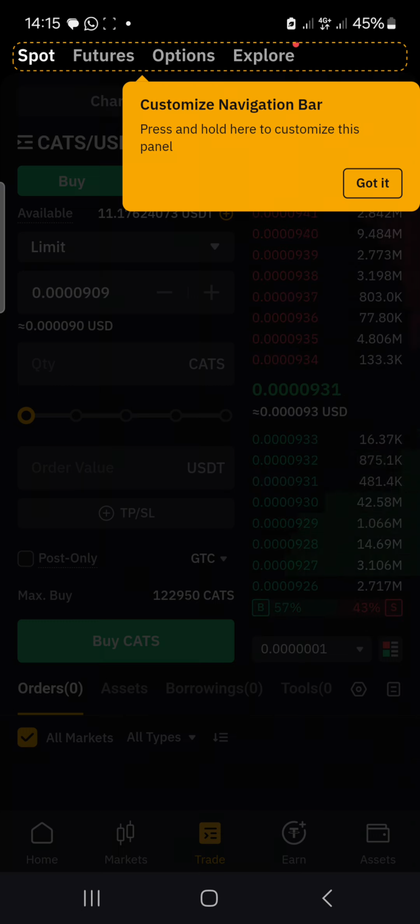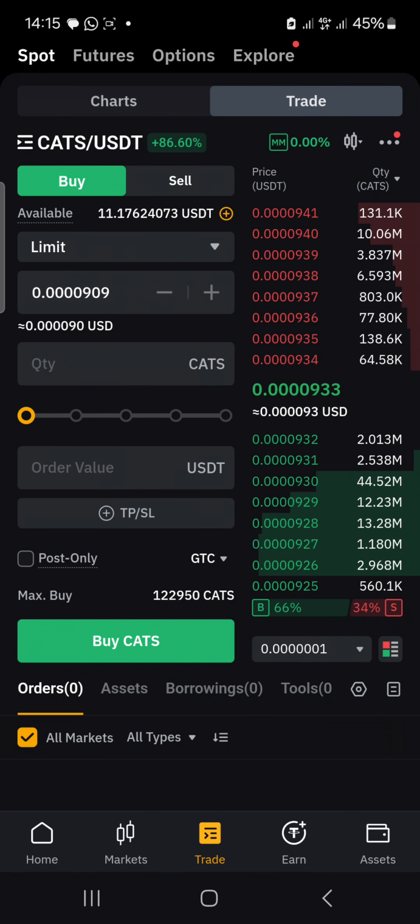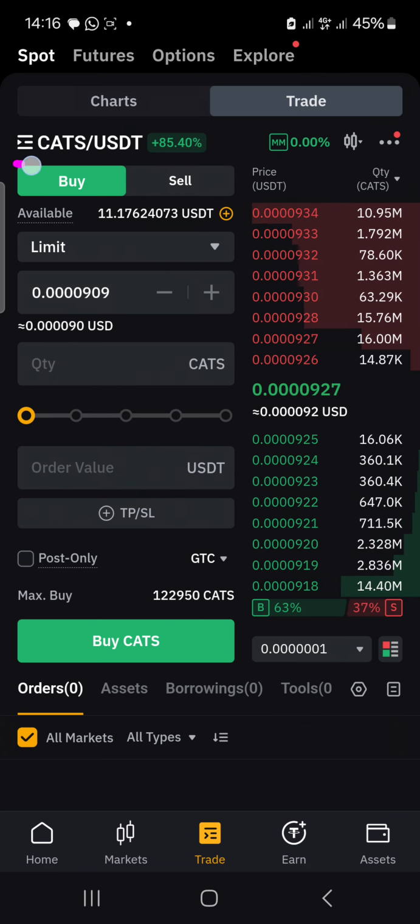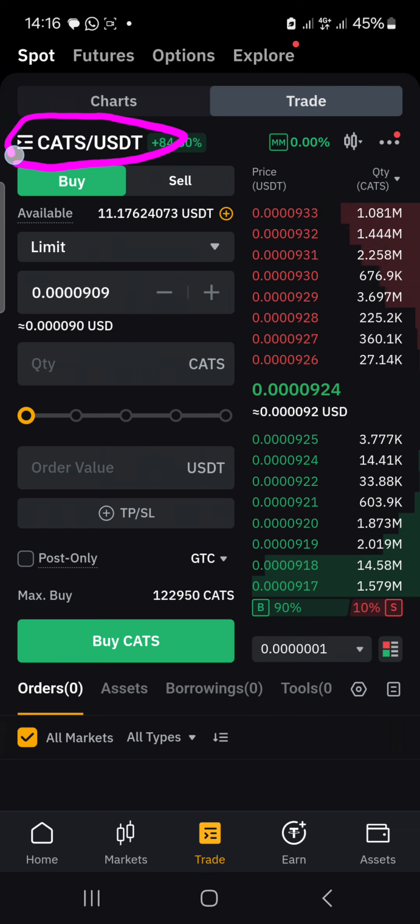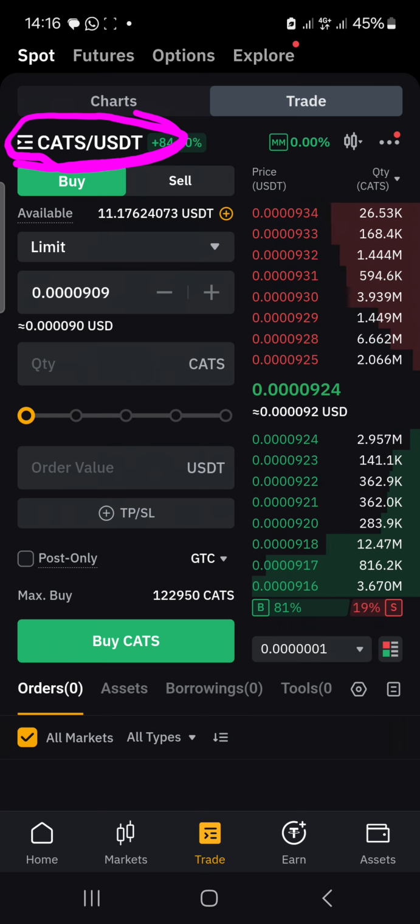So click on trade. You're going to have so many things pop up. Just keep clicking on next or got it or whatever until it clears up. That's when you're a newbie. Okay, so clear it off until your page looks like this. Now, when your page looks like this, you're going to select the pair you want to trade. So to select the pair you want to trade, you click this place I'm highlighting.